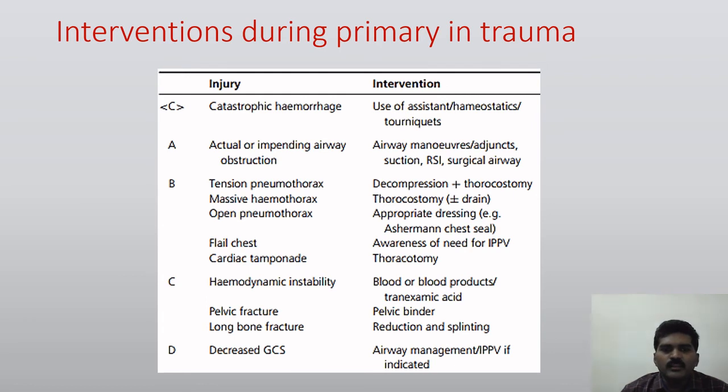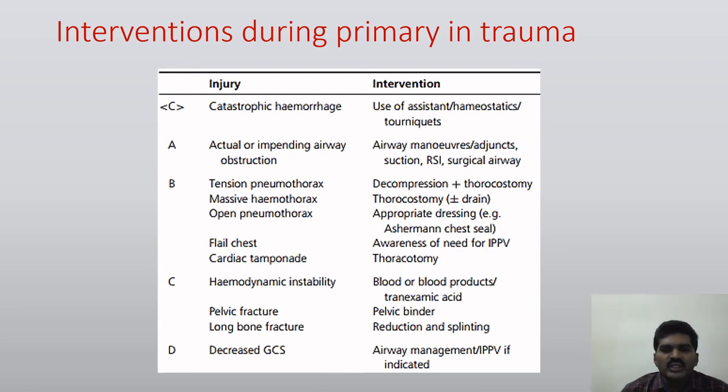Suction out the secretions. If you are trained enough, you can perform RSI or secure a surgical airway. The problems with breathing during primary survey include tension pneumothorax, massive hemothorax, open pneumothorax, flail chest, and cardiac tamponade. For tension pneumothorax, you need to do a needle decompression followed by insertion of a thoracostomy tube. For massive hemothorax, you need to insert a thoracostomy tube. For open pneumothorax, an appropriate dressing with a valve bandage needs to be used. This is also called an Asherman chest seal.